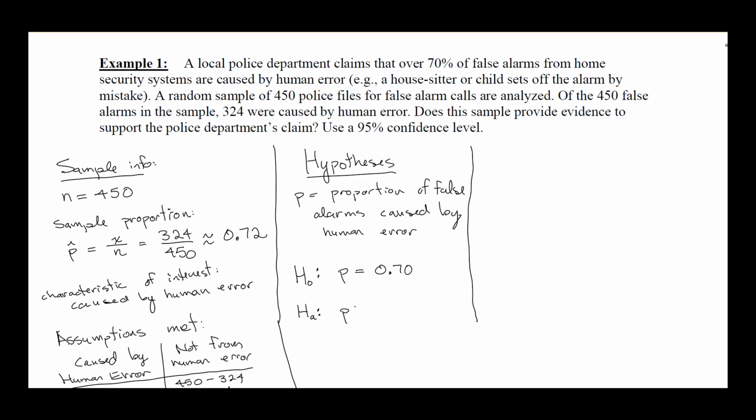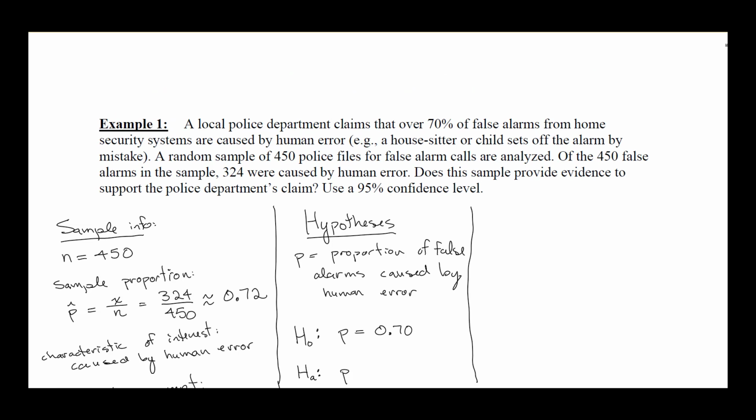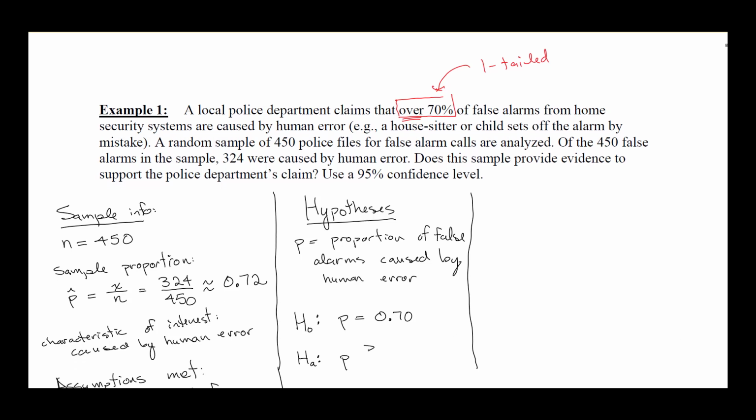We need to now decide whether it's one-tailed or two-tailed. So we go back and look at the problem and see if they are steering us in a direction or if they're just leaving it to where there's no reason to go one direction, bigger or smaller. So here, what you want to look at is this, over 70%. This over right here is telling us that we have a one-tailed test. So basically the P over 0.7 is going to be our alternative hypothesis.